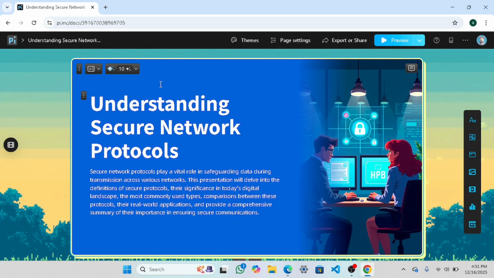Ever wondered how your bank password stays secret online? Or how shopping websites keep your credit card safe? It's not magic, it's secure protocols, and today I'm going to explain them in the simplest way possible.